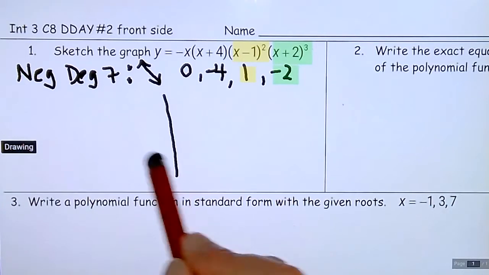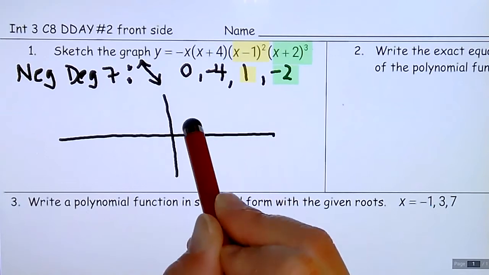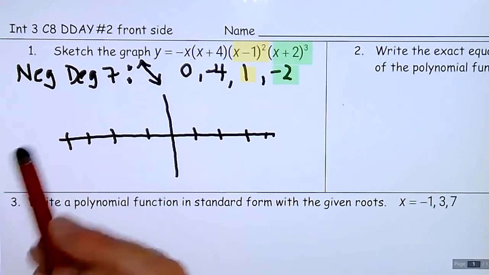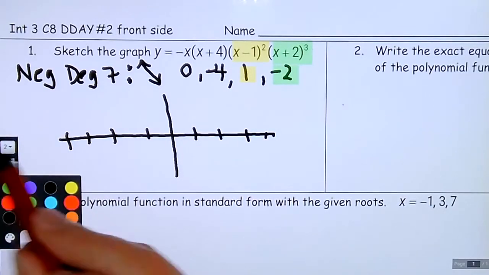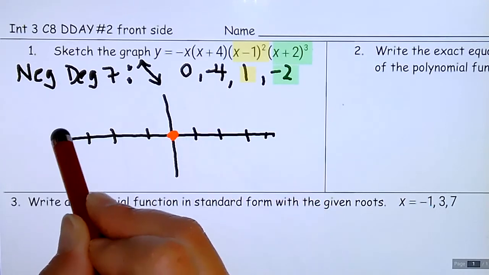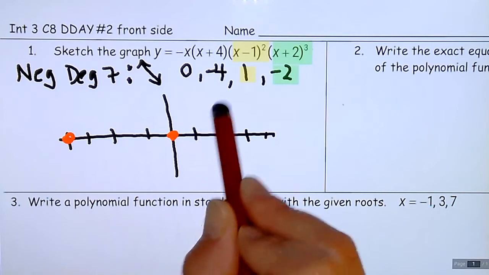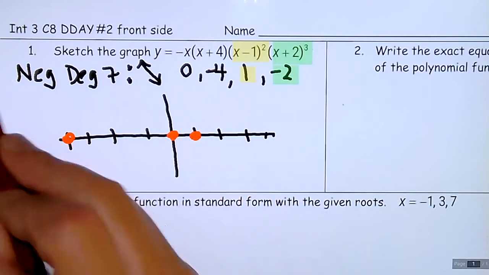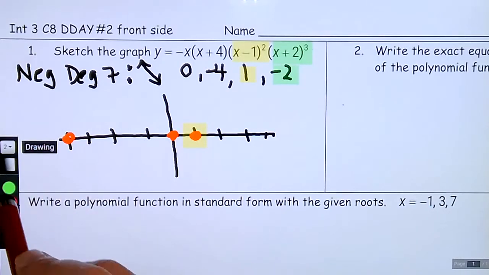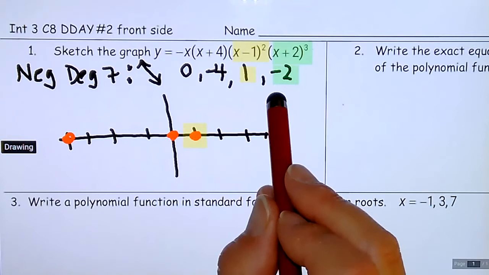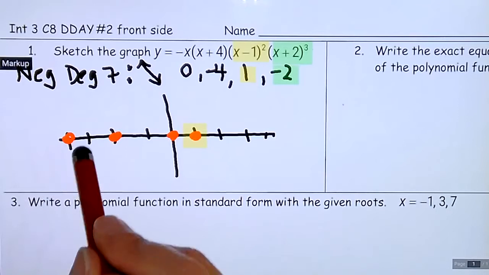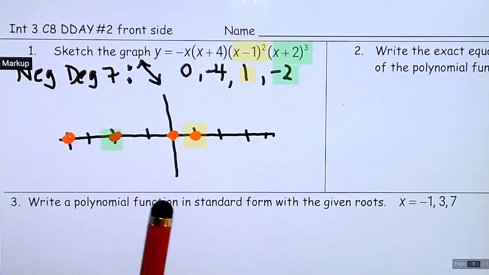Okay, so let me get my graph. And so I have my 0. That's going to be a single. My negative 4, that's going to be a single. My 1, which is going to be a double. So I'm just going to highlight that so I remember. And my negative 2 is going to be a triple. So I need to pay attention to that.